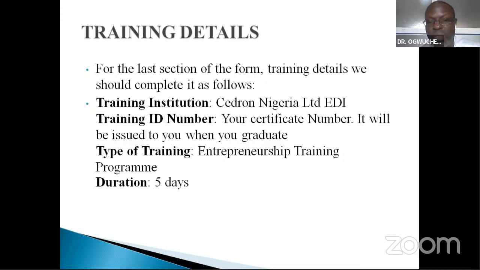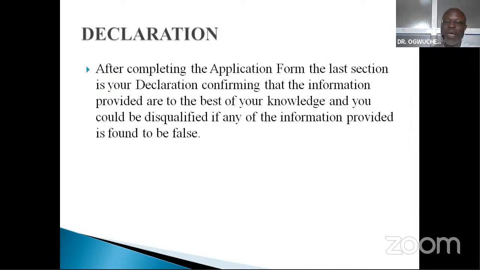The training institution is CIDRO Nigeria Limited-EDI. Training number is your certificate number. It will be issued to you when you graduate on Saturday. Type of training is entrepreneurship training program. And then the duration is 5 days, okay? Then the last section, of course, after completing the application form, is your declaration, confirming that the information you provided is to the best of your knowledge, and you could be disqualified if any of the information provided is false, okay?